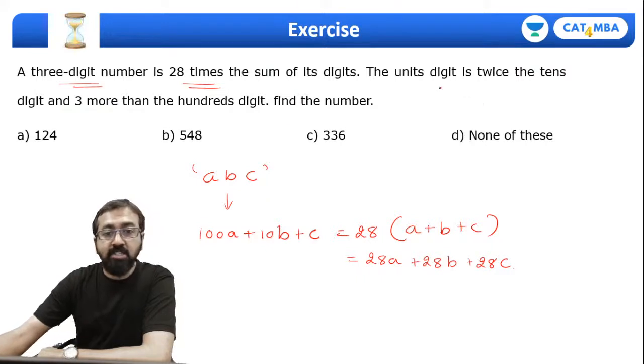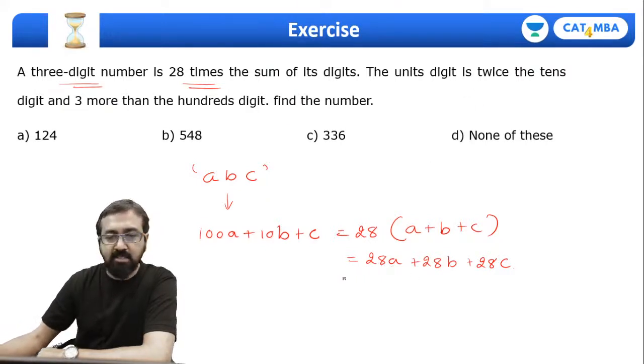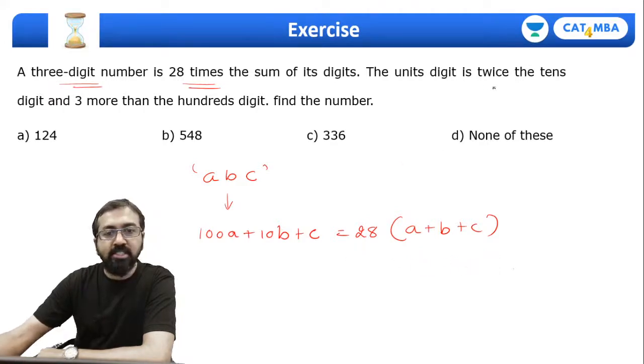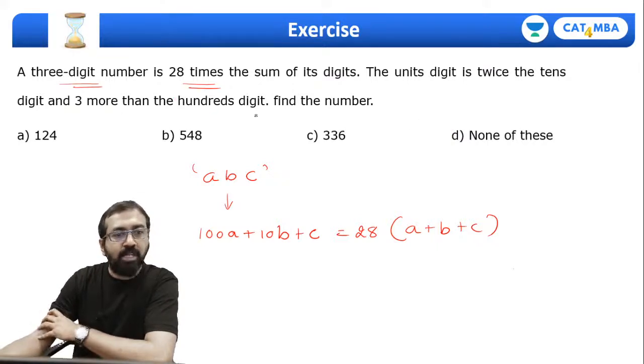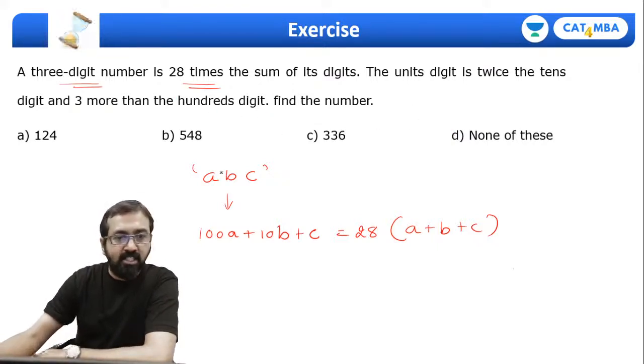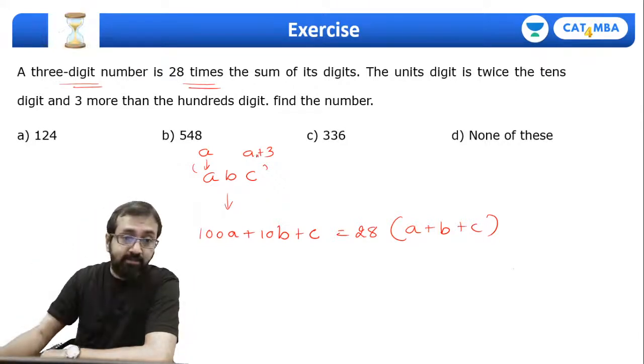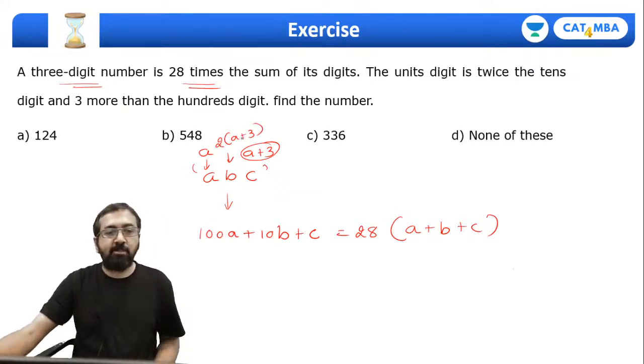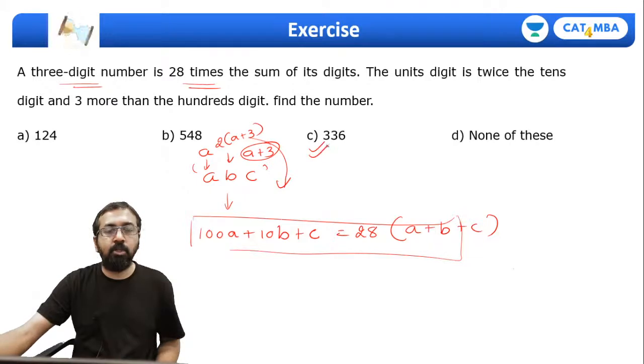What we have also been given is the units digit. In fact, why don't we replace this one before we simplify? We are also told that the units digit is twice the tens digit and 3 more than the hundreds digit. Let me take the hundreds digit, which is already A. So the units digit will be 3 more than this one, and the tens digit will be twice of this one. So twice of A plus 3, that is 2A plus 6. We can plug in all these values and solve it. So again, we'll get the value of ABC. The answer will be 336.